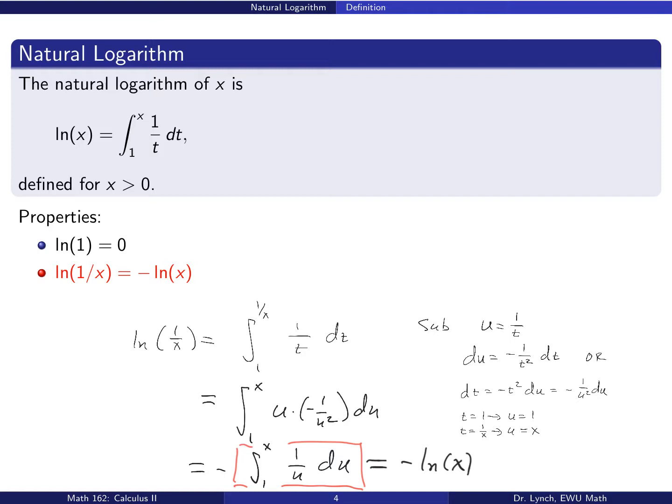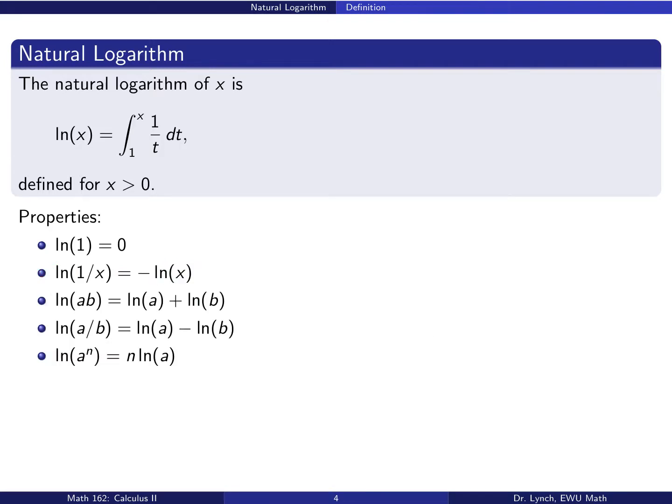Okay, so lots of other properties of the natural log follow. The natural log of a product is the sum of the natural logs. The natural log of a quotient is the difference of the natural logs. And the natural log of a power is n times the natural log. So we'll use these properties a lot, and we'll use them to simplify natural logs, so you should be familiar with them. The derivation of all these properties follows exactly from the definition and properties of the definite integral.